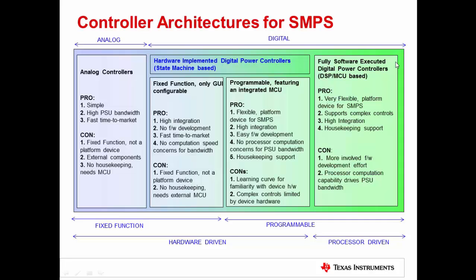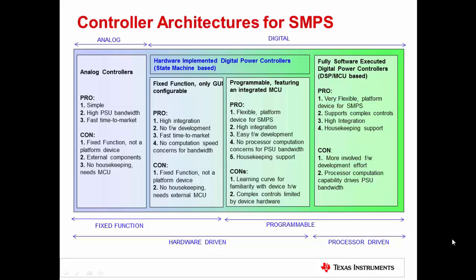However, because the software has to necessarily manage all the high speed and low speed functions, the software has to be very carefully architected. This involves more development effort. Secondly, the processor's computation bandwidth is the most important consideration when it comes to delivering the power supply bandwidth. A faster processor, which is able to execute more clock cycles in the same period of time, will be more useful in achieving higher power supply bandwidth.